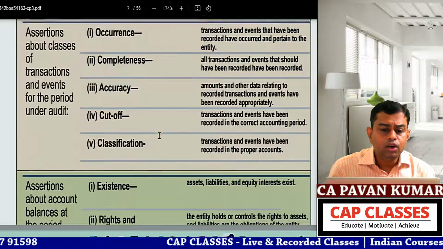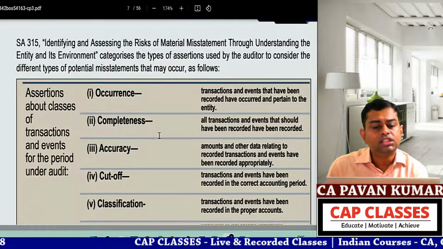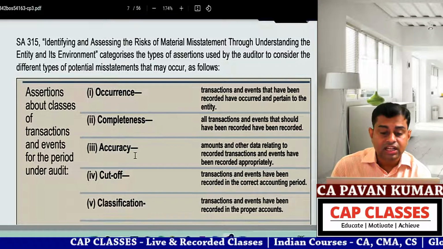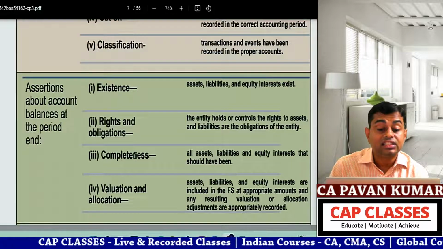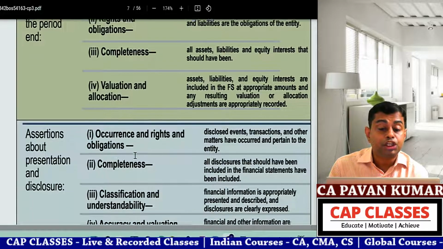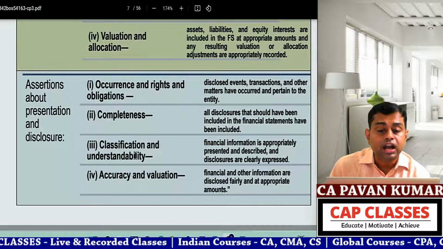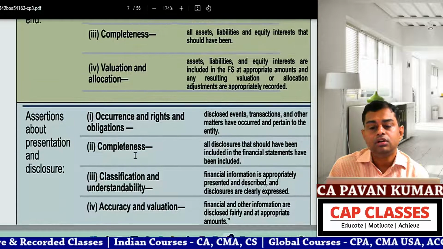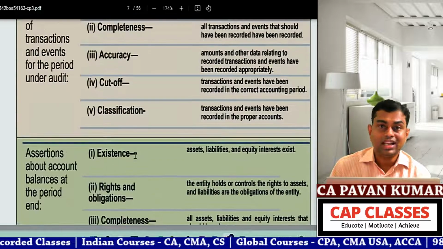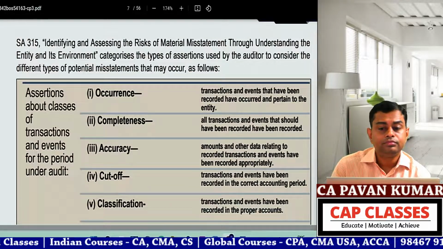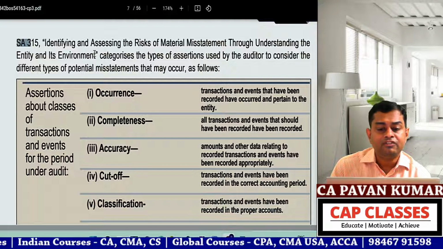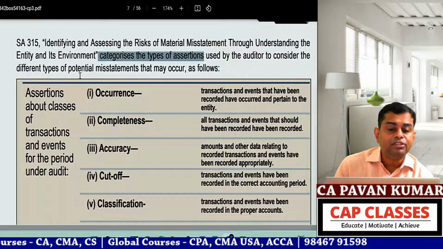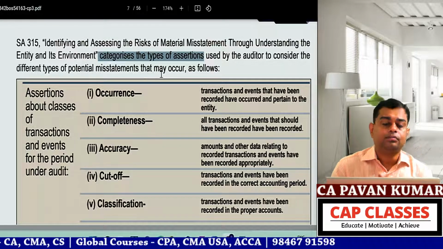Now look here. Do you remember a few days back I gave you these assertions? Classes of transactions: occurrence, completeness, accuracy, cutoff, classification. Balances: existence, rights and obligations, completeness, valuation and allocation. Presentation and disclosure: occurrence, rights and obligations, completeness, classification, understandability, accuracy, valuation. Do you remember these things we have seen? This is there in CA Inter also. SA 315. So SA 315 categorizes the types of assertions used by the auditor to consider different types of potential misstatement that may occur.